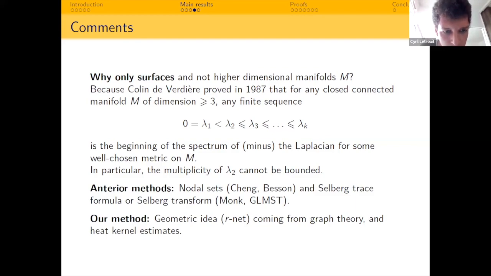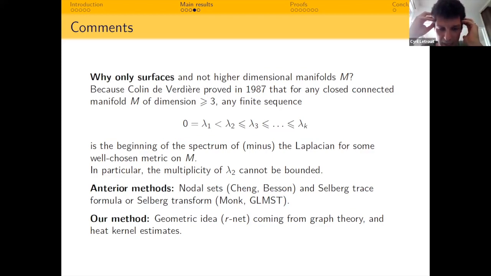Now, the second comment is about the method used in the proof, because it's difficult to imagine how to bound the multiplicity. The first methods, of the first papers by Cheng and Besson, were to consider nodal sets of eigenfunctions. The idea is the following. If you have a large eigenvalue multiplicity, you have a very large eigenspace. By taking linear combinations of the eigenfunctions within the eigenspace, you can find an eigenfunction which will have a high order of vanishing at some place. Cheng observed that it's possible to find an upper bound for the order of vanishing just in terms of topological information, in terms of genus. This is how it works roughly. I'm not an expert either, but this is the rough idea.